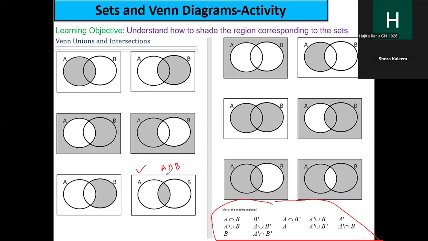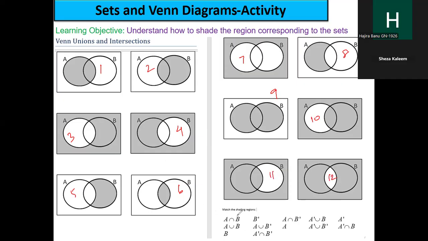Okay, B complement. This upper one, right side, first one? No, not this one, on the right, one only. Let me do one thing first for you. Let me just name them. One, this is two, this is three, this is four, this is five, six, seven, 8, 9, 10, 11, 12.